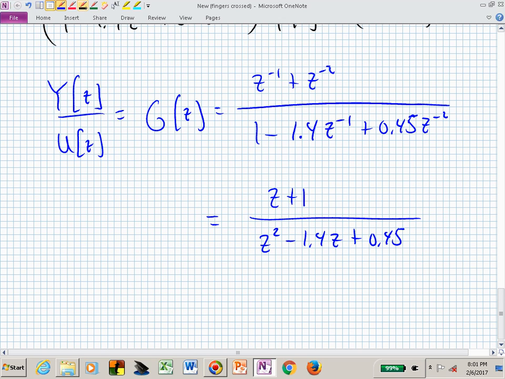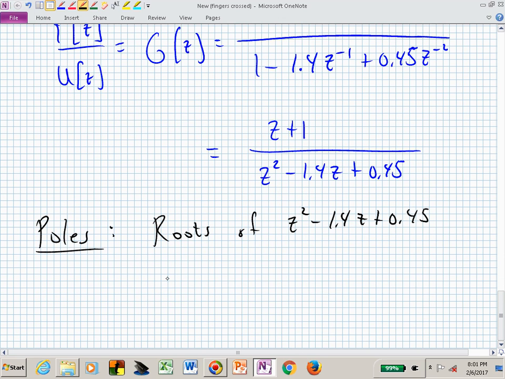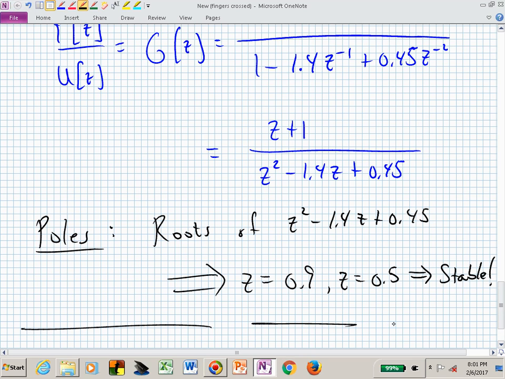And now if we wanted the poles of that transfer function, that would just be the roots of the denominator. And that's the same equation that we had before. And we've simply verified our results with the eigenvalues that we had.